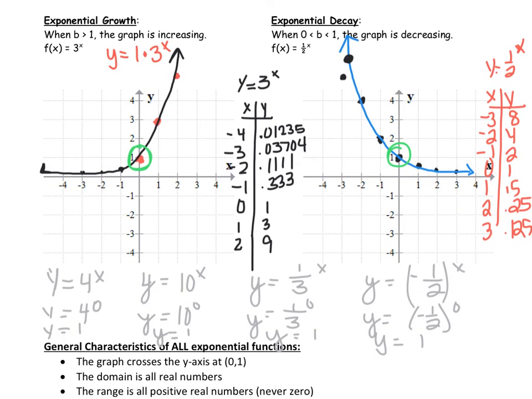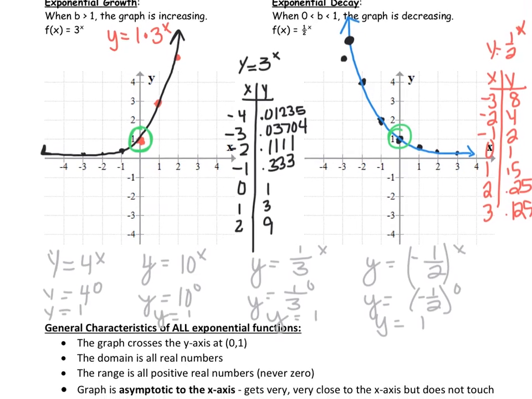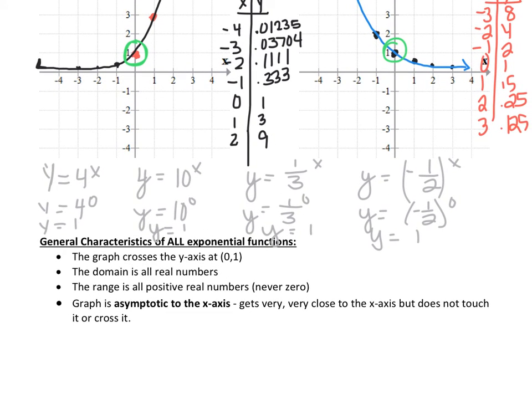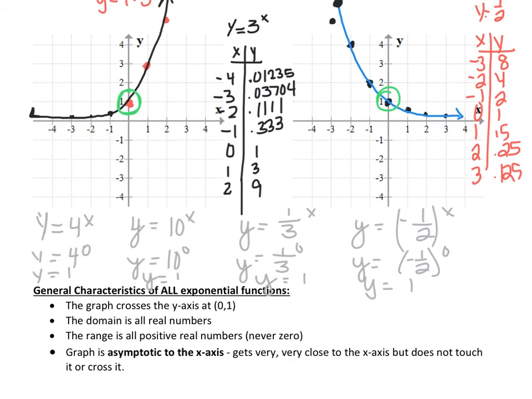And also, the graphs always are going to exist above the x-axis, just like here. They never go down in these two quadrants. So let's see if we talked about all of the general characteristics. The graph crosses the y-axis at (0, 1). The domain and range we didn't speak about. So domain is the set of all real numbers.